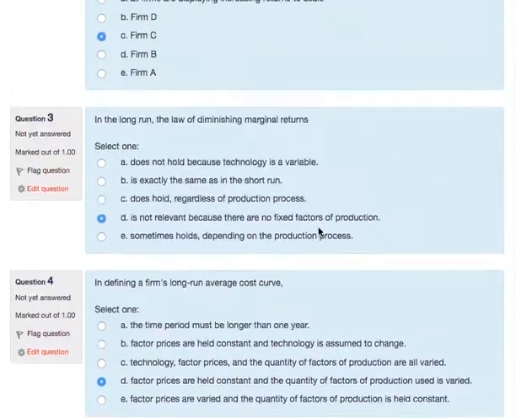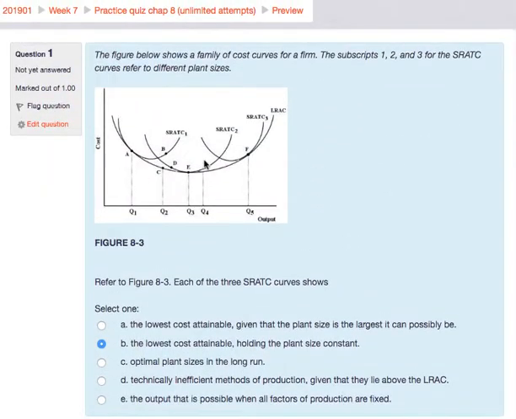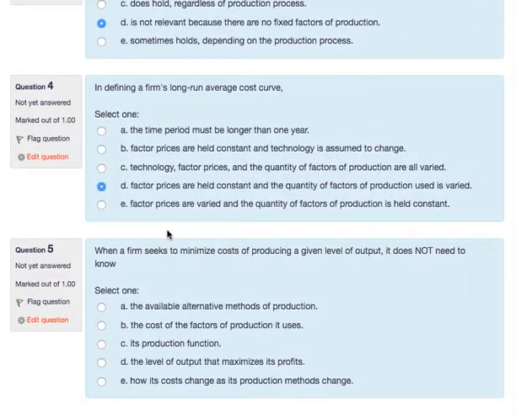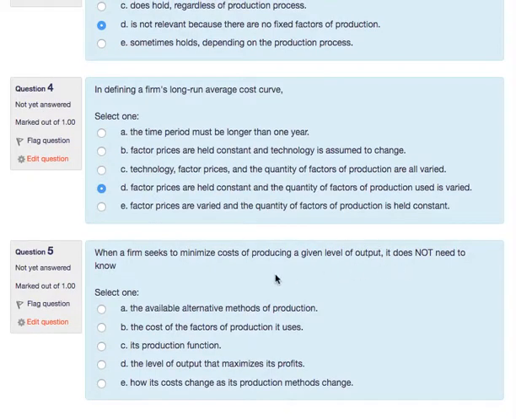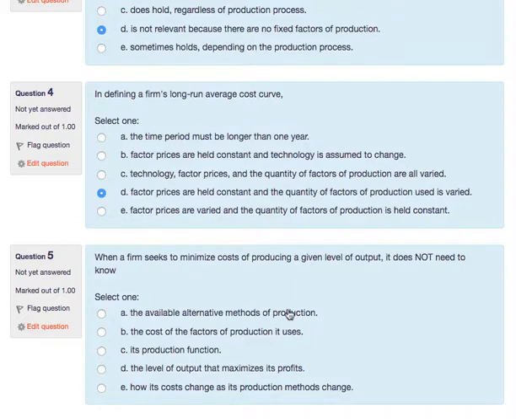So in that first diagram we have here, we're not looking at what's the price of the good right now. We're just looking at, if I were to produce different output levels, how cheaply can I produce it on average per unit? That's all we're looking at. So when a firm seeks to minimize costs of producing a good, it does not need to know the available alternative methods of production. That's false, because that has an impact on how cheaply you could produce goods if you could produce it in a different way.